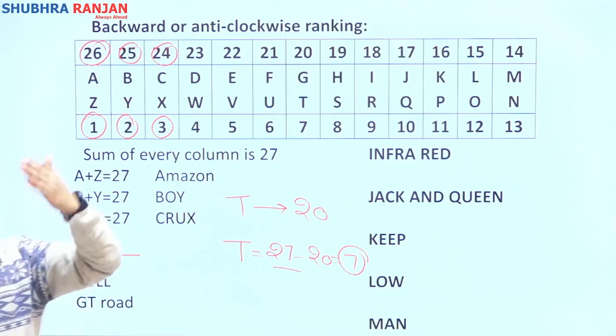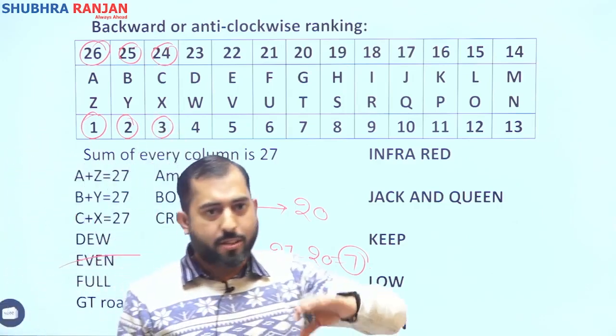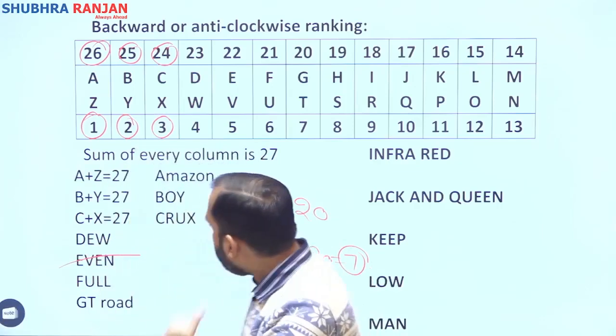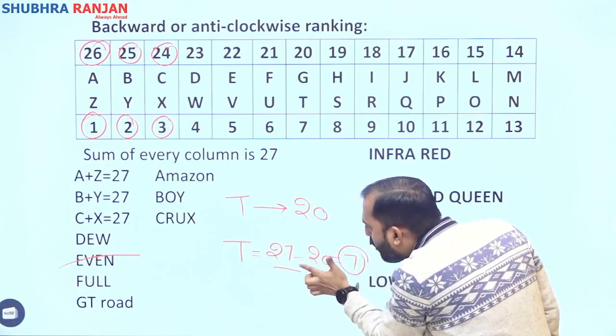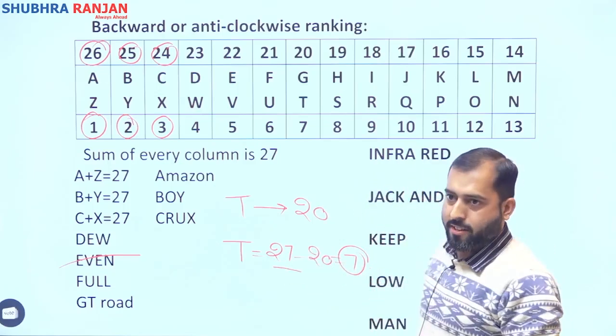Right? We have memorized the forward-wise position. Forward-wise T was 20. Then for the backward-wise position of T, just subtract 20 from 27, and you will get the answer.